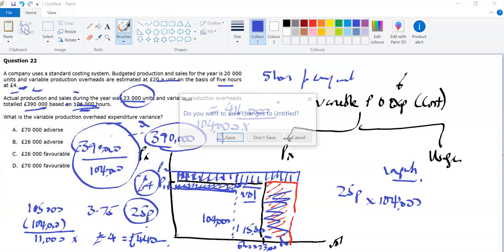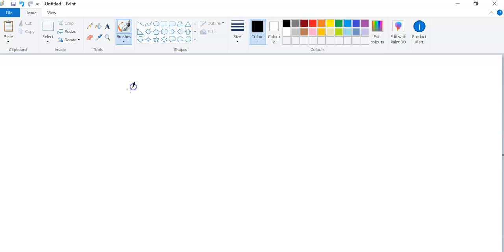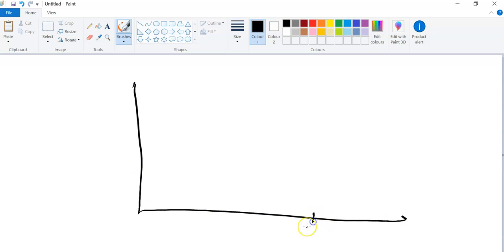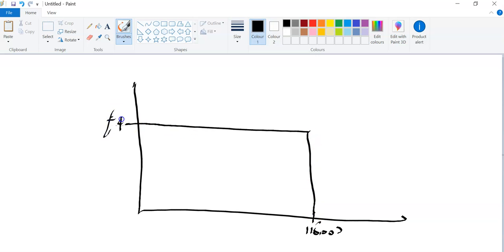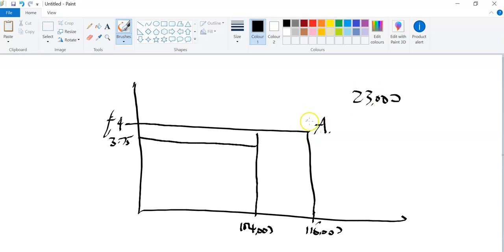Really, ultimately, the graph will look like this. Started off with 115. That's what we were expecting at £4. You brought it down to 104. And then you also brought it down again to £3.75. So for 23,000 units, we expected you to start here, A, but you've come all the way down here to B. So we're asking, what is this change?